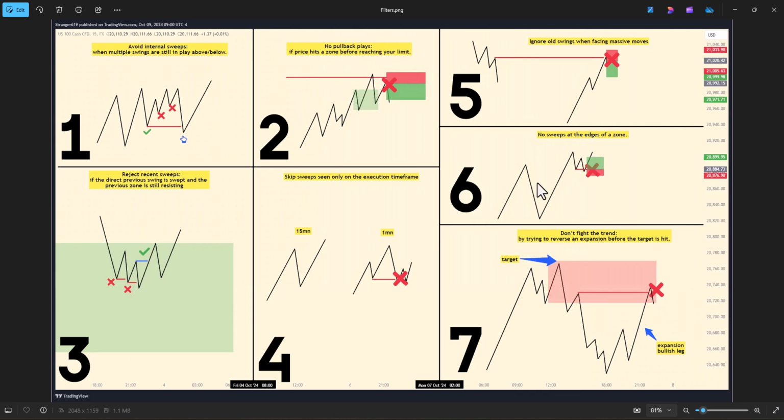So these were the 7 filters that will definitely help you to increase your win rate, to avoid low probability trades. Of course, they're going to lower the frequency of your trades, but do you want to spend more time on the chart, or do you want to make money?